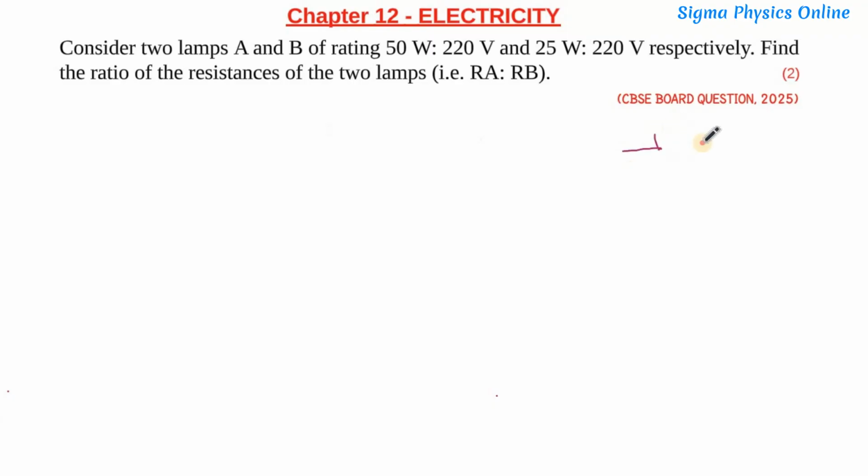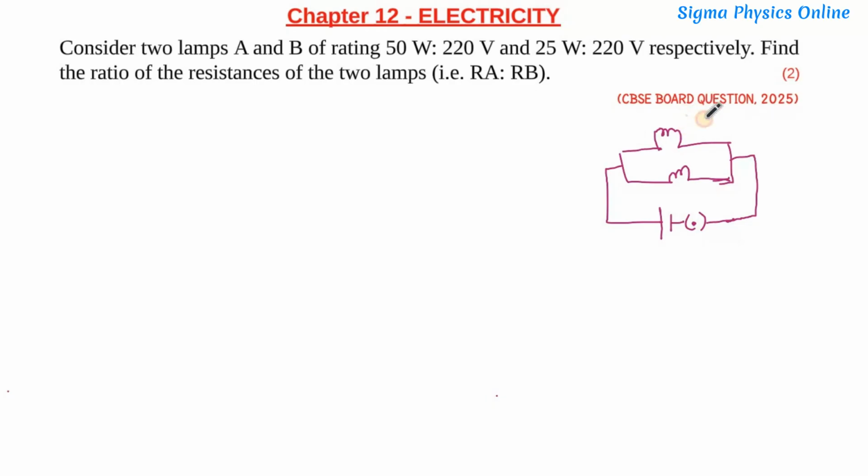Alright, so here we have two bulbs which are connected in parallel. Why do I say so? It's because they are connected to the household circuit, and in the household circuit the devices are connected in parallel. So these two bulbs are connected in parallel.